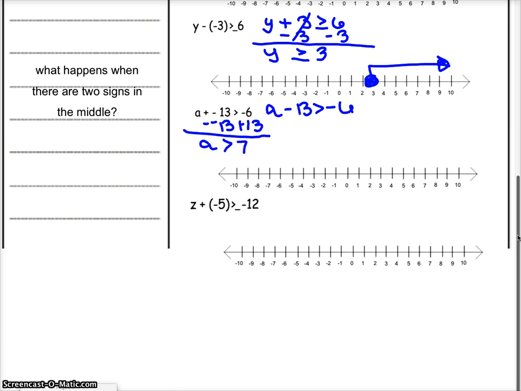So where's my circle? 7. Color it in? No. Which way do I go? See, this is nice and chill. The only thing that stinks is when there's 2 signs in the middle. That's super annoying and confusing.